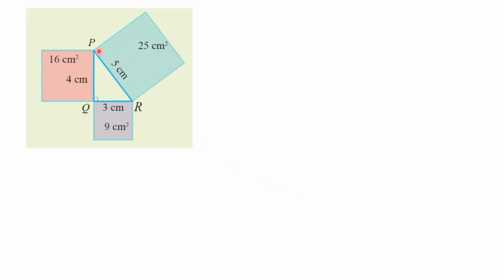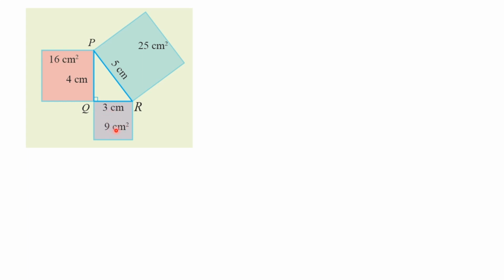This is our right angle. What is the square drawn on the hypotenuse? This one. Look at this. This is the square on the hypotenuse. These two squares are on the other two sides. If you get the area of this one, if it is 4, this is 16.